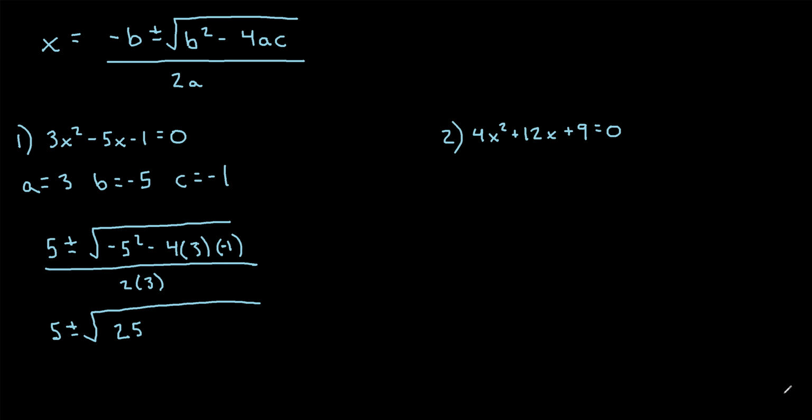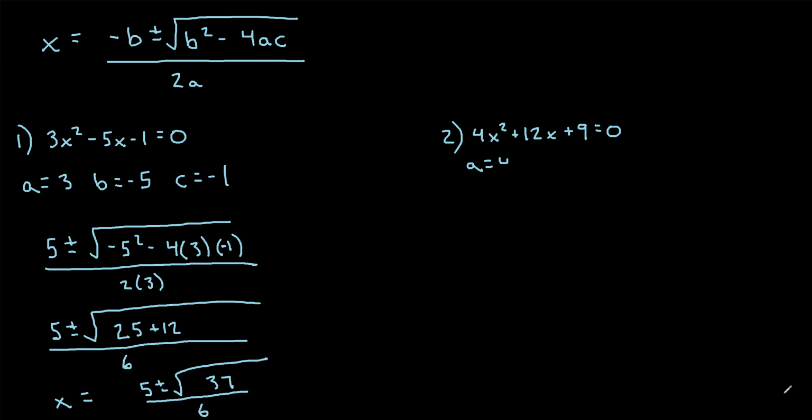So in this case, we have two solutions for x. We have 5 plus the square root of 37 over 6, and 5 minus the square root of 37 over 6. Okay, let's take a look at our second example. We have 4x squared plus 12x plus 9 is equal to 0. So once again, we just need to figure out what are the values for a, b, and c, and plug them into our quadratic formula. So a, we can see, is 4, b is 12, and c is 9.